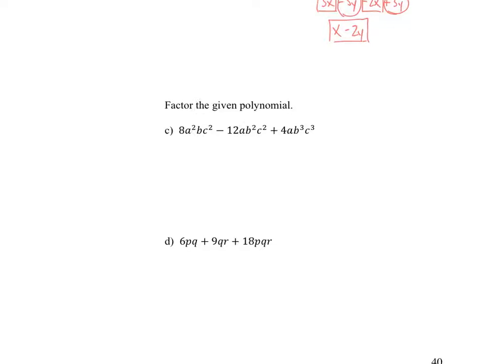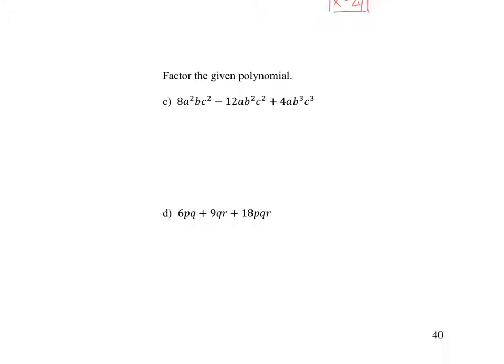Now let's talk about using these skills to factor things. So we're going to use the GCF method here. The GCF method just means the greatest common factor. So we're going to find the largest number that goes into 8, 12, and 4. We're going to find the largest power of a that goes into a squared, a, and a. We're going to find the largest power of b and the largest power of c that I can remove from each of these terms.